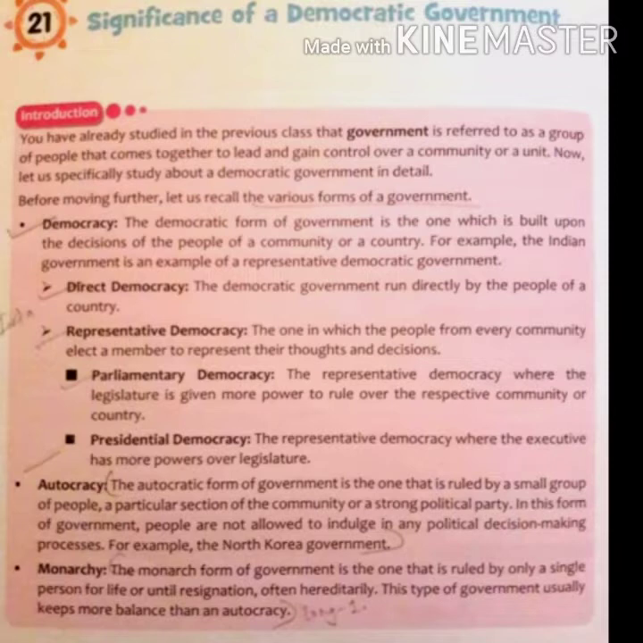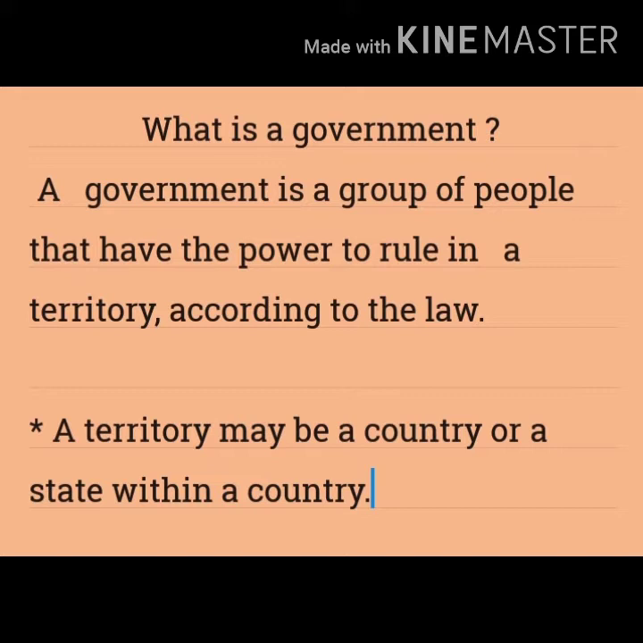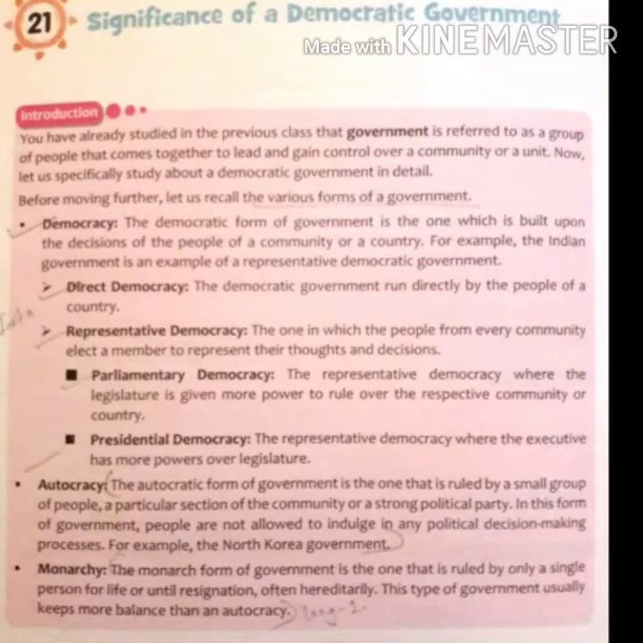So first, what is a government? A government is a group of people that have the power to rule in a territory according to the law. A territory could be a country or a state within a country. So government is a group of people that have power to rule in a territory according to law.